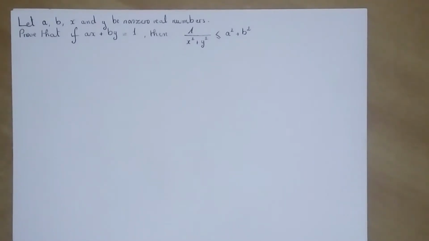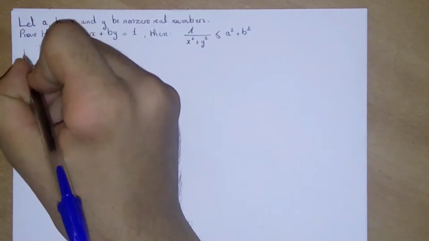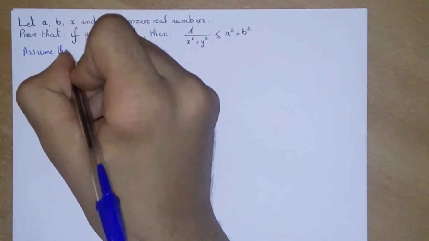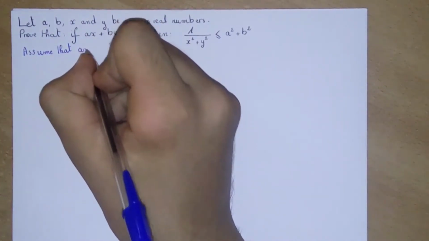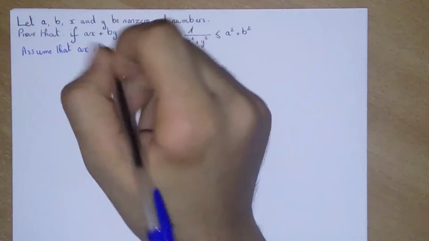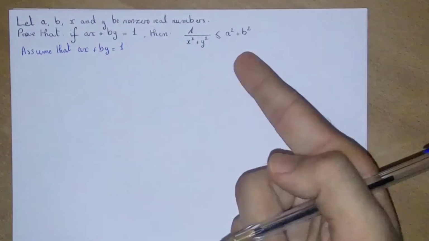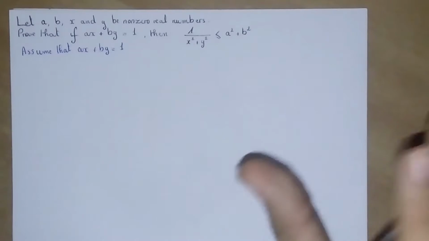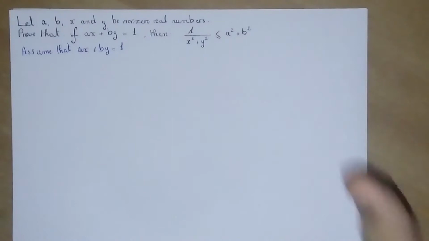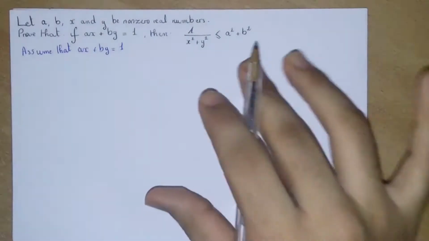So the way we are going to solve this problem is that we are going to assume the first part and then prove the second part. So if we assume that the first part is true, ax plus by equals 1, we have to prove this inequality. And the best way to prove any inequality is through calculating the difference between its two sides.